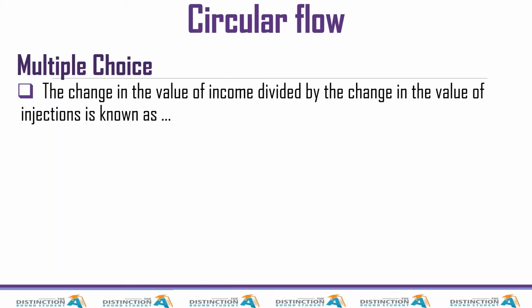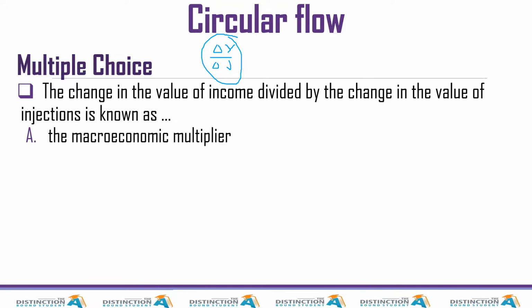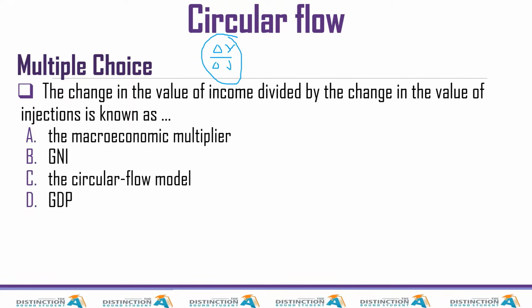The change in the value of income, divided by the change in the value of injection. So I'm giving you a clue. Change in injection is known as, come on, you have seen this thing. What is that? Do you think it's the macroeconomic multiplier? Do you think it's the GNI? Do you think it's the circular flow model? Or do you think it's GDP? All right, pause the video, mark yourself, answer the question.